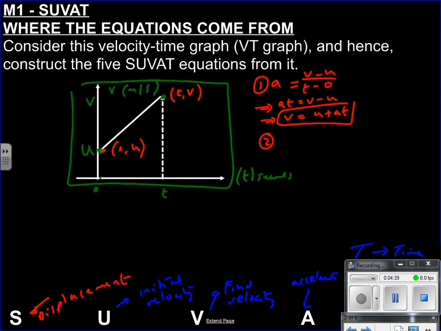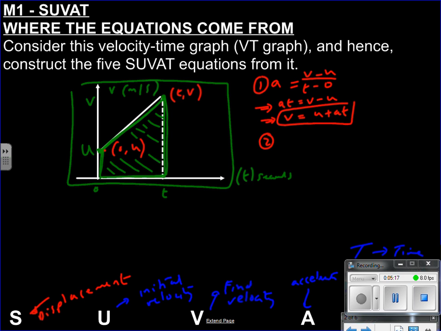Equation 2. What else can we get from this? Well, we know that distance equals speed times time. The displacement here is always going to be positive because the velocity is increasing all the time. Therefore, distance equals speed times time is going to equate to the area beneath this line.